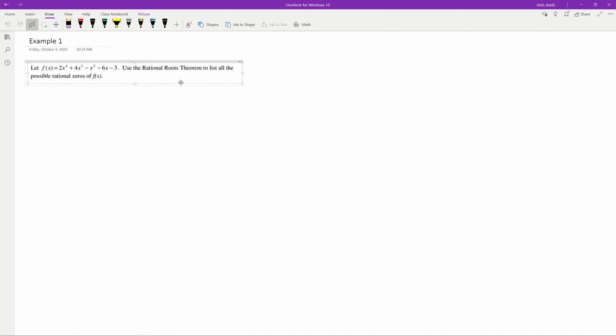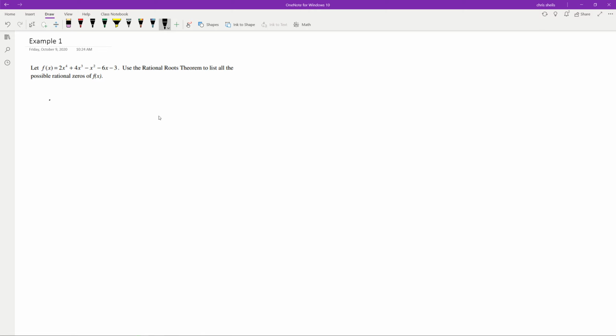Let's look at an example. This is actually the same polynomial that we looked at before, the first one, at least, that we looked at with Cauchy's bound. Let f of x equal 2x to the fourth plus 4x cubed minus x squared minus 6x minus 3. Use the rational roots theorem to list all the possible rational zeros of f of x.